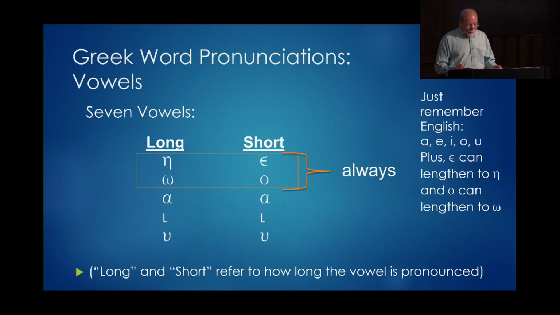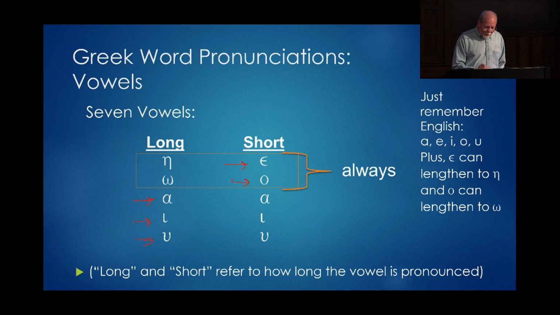Now, a little bit about vowels. You don't have to memorize these, but it's pretty easy. The vowels in English, A, E, I, O, U, right? A, E, I, O, U. And in the same way in Greek, we're going to have the alpha for A, the epsilon for E, iota, I, omicron, O, upsilon for the U. So that takes care of most of them.